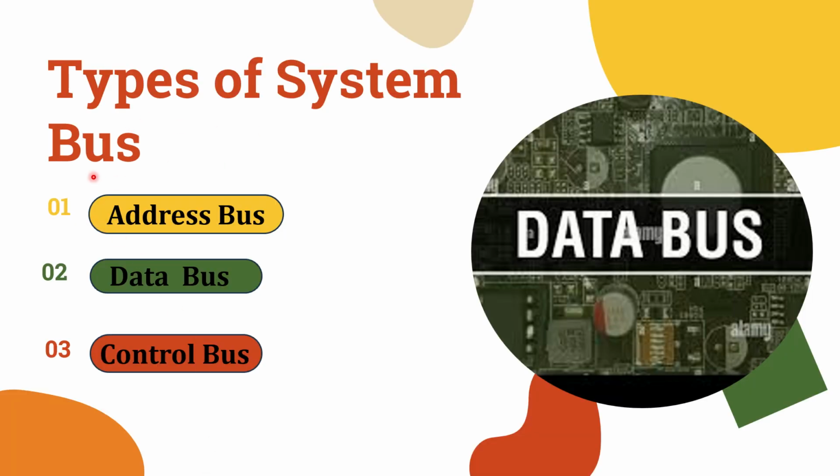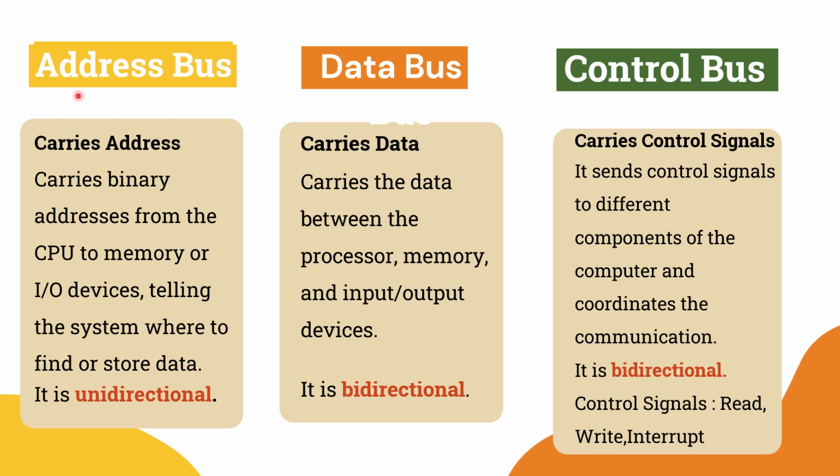There are three types of system bus: the address bus, data bus, and the control bus. We shall see in detail about each bus. First one is the address bus. From the name itself we can understand its function. The address bus carries the address. The address can be either the memory address or the address of the I/O devices. So the address bus will carry the address of the memory location or the I/O devices from where the CPU wants to access the data.